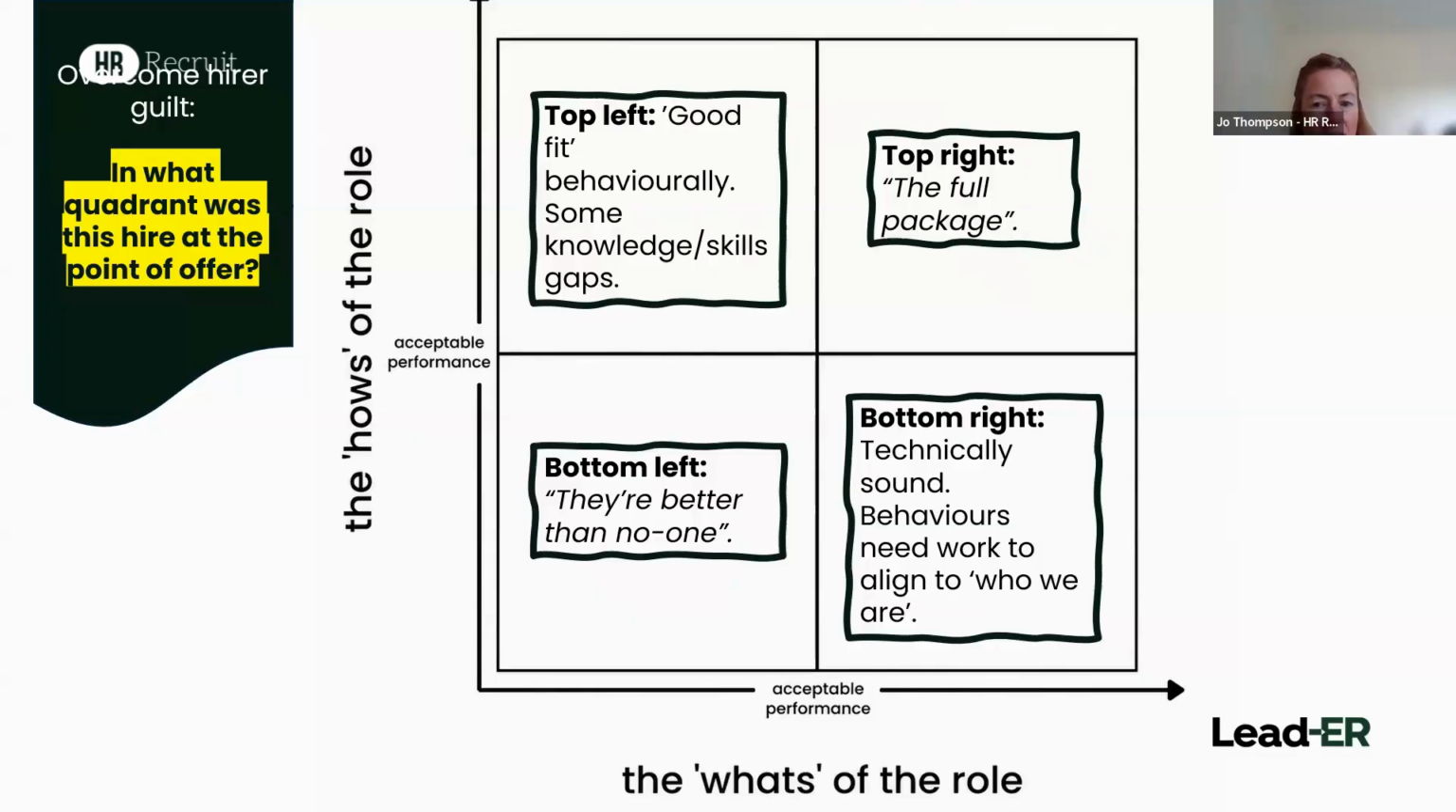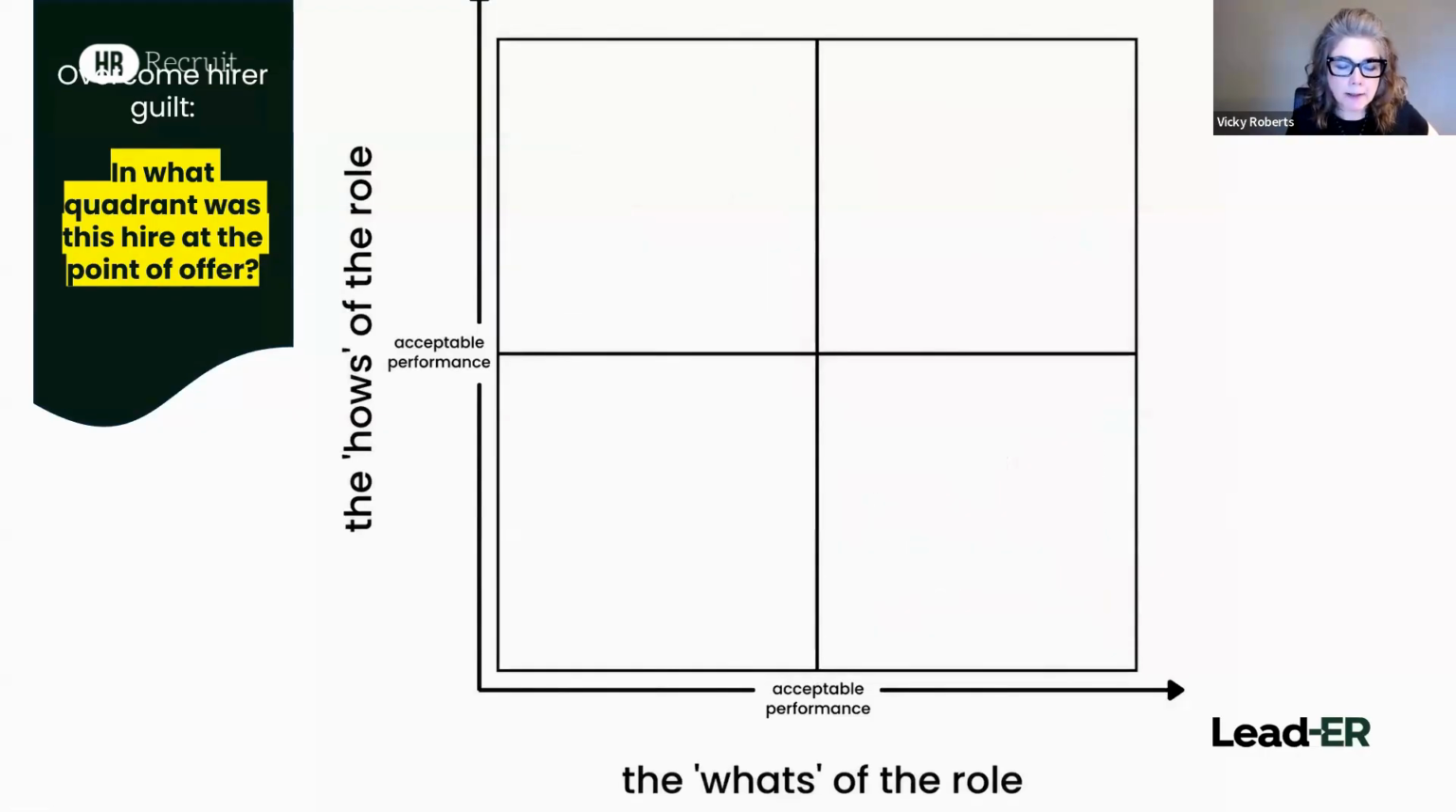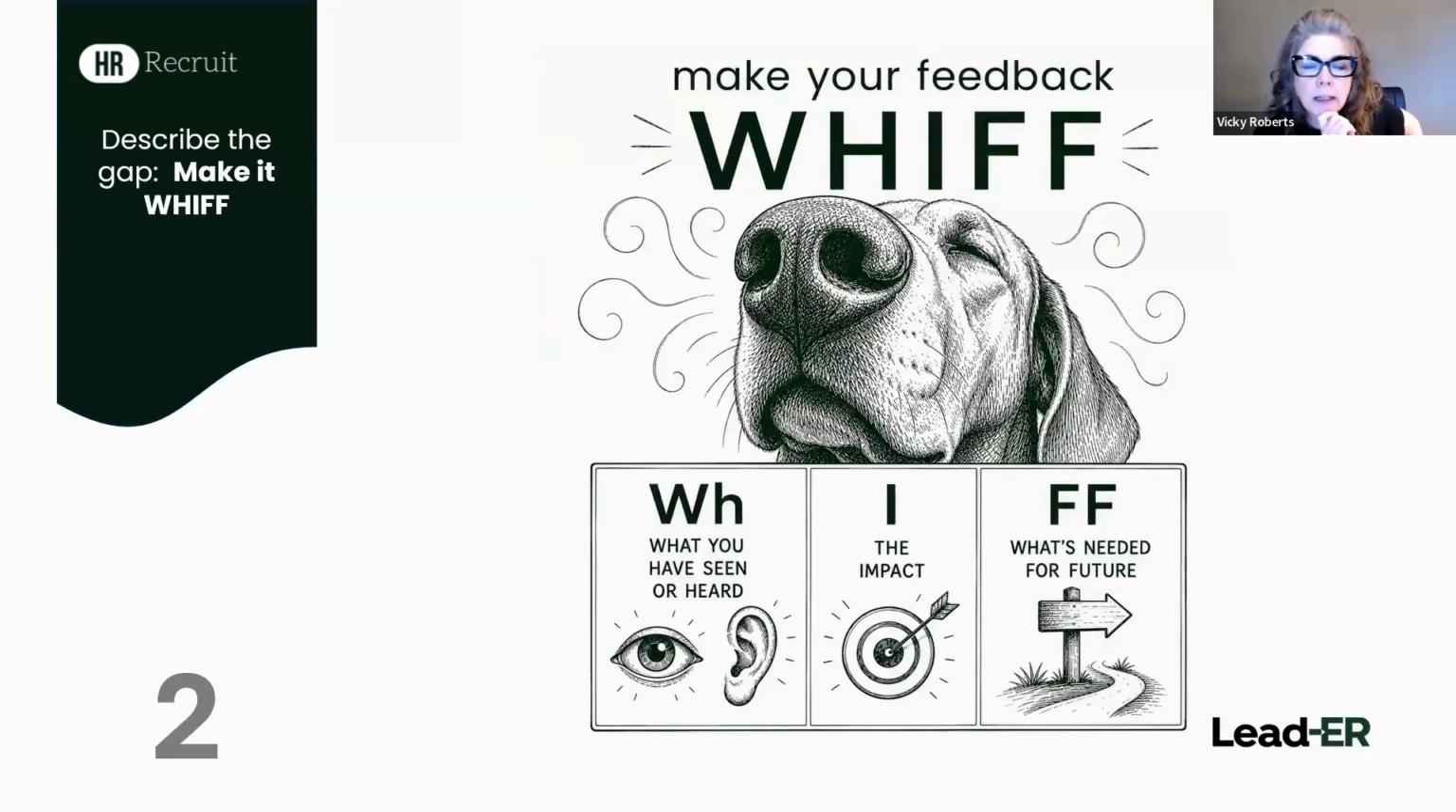Vicky, sorry to interrupt. Diane asked a question just a couple of minutes ago about whiff and right. Said, how does it work with hearsay? Yeah, it's a really good question. So by hearsay, I'll just whip back a second. What we mean here is somebody else has heard that the performance is not where it needs to be, and that can be the case with remote teams, that sort of thing.